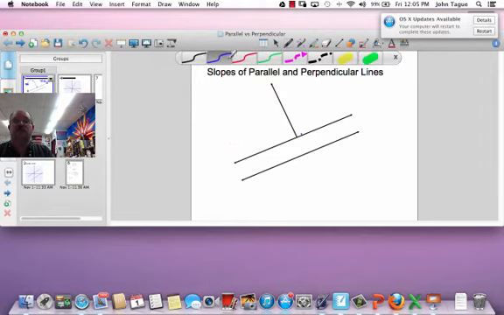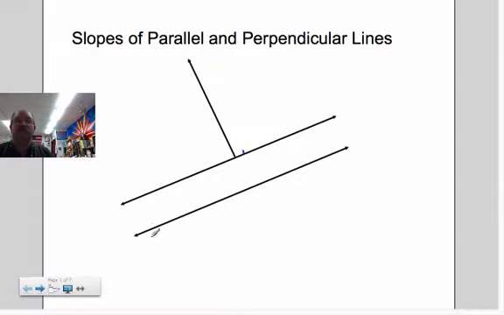Hey, so we're going to talk about parallel and perpendicular lines, and in particular, we're going to talk about the slopes of parallel and perpendicular lines. Let me get full screen for you.